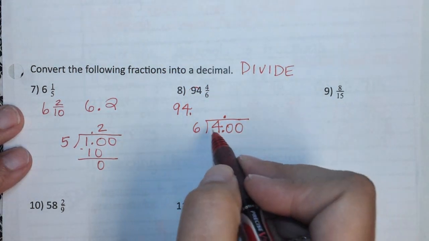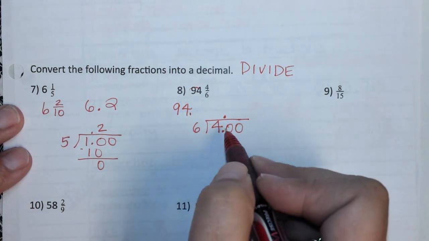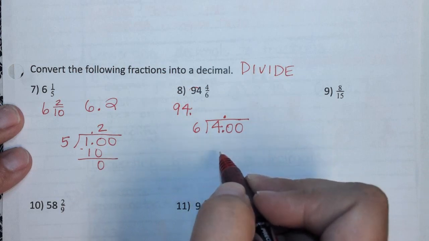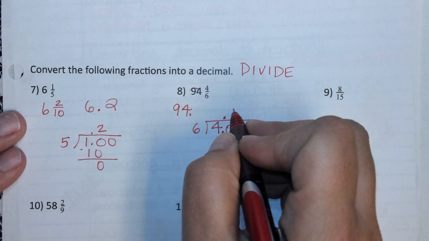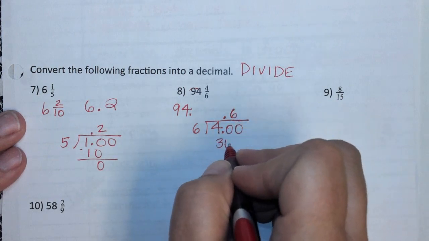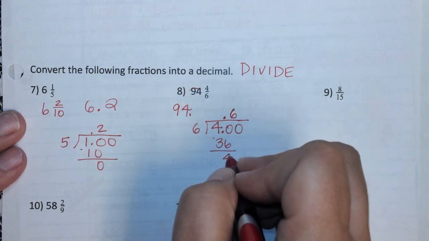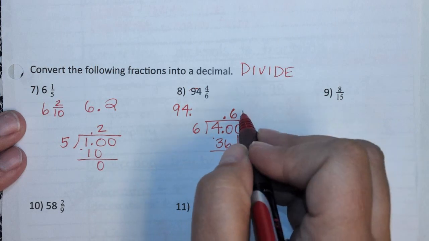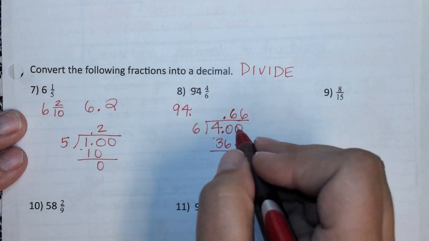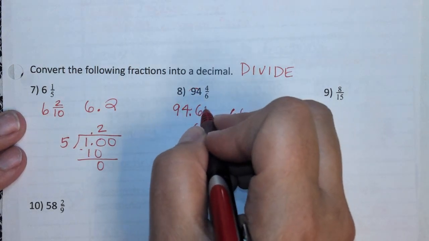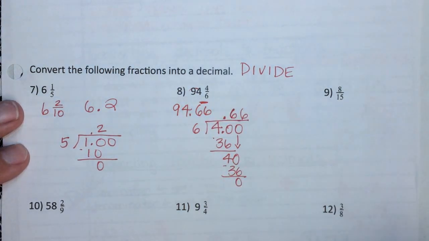Okay, so now I have 4 divided by 6, but it's really 40 right here divided by 6, and that'll go how many times? 6 times. That gives me 36. 4 left over, bring down my 0. We've already figured out this is going to be repeating. So 6 and 66 hundredths repeating.